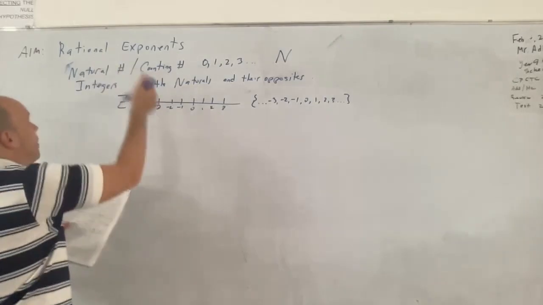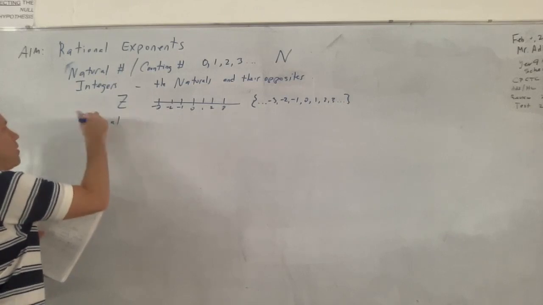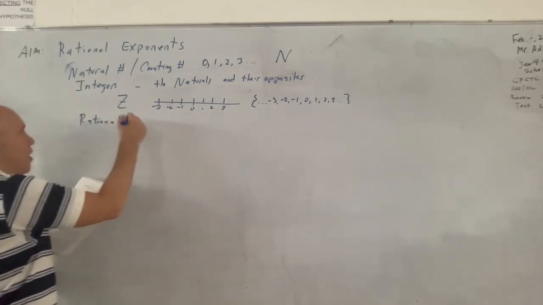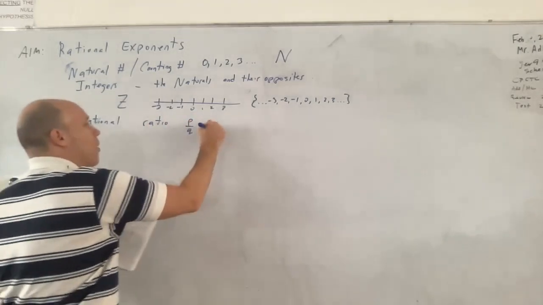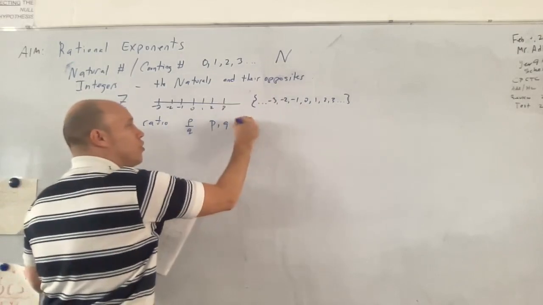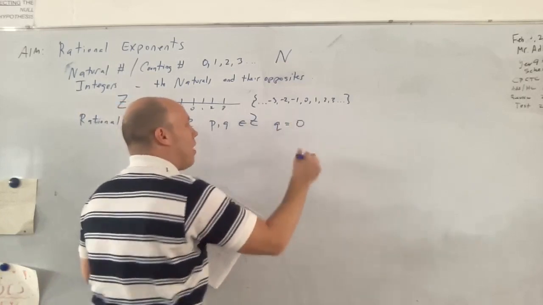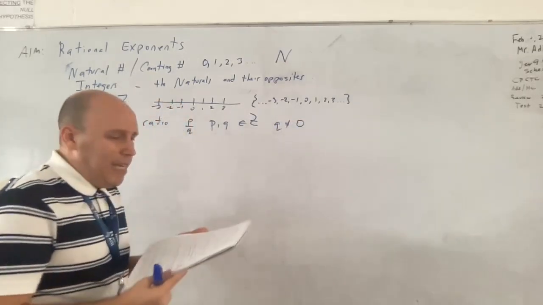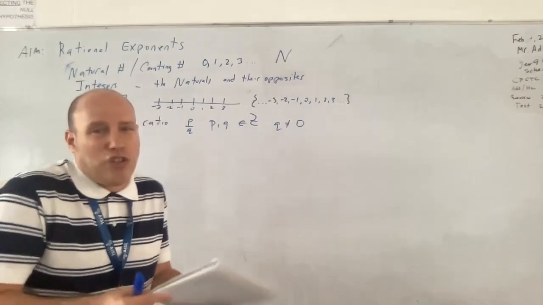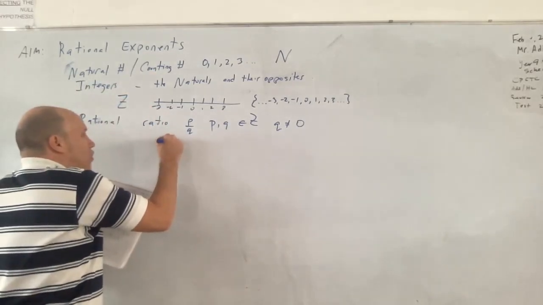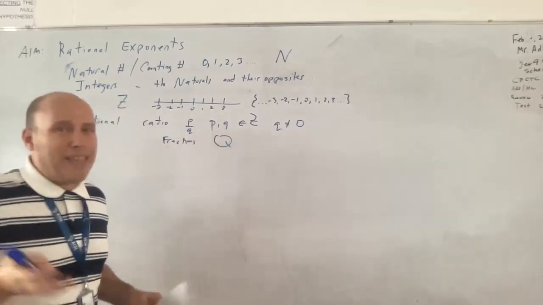The next set of numbers we're going to talk about today is rationals. Rational numbers are basically a ratio of P to Q, where P and Q are integers. We have a denominator, so obviously Q can't be 0. It's like your fractions. And because it's a quotient, they use big Q to represent that set of numbers.